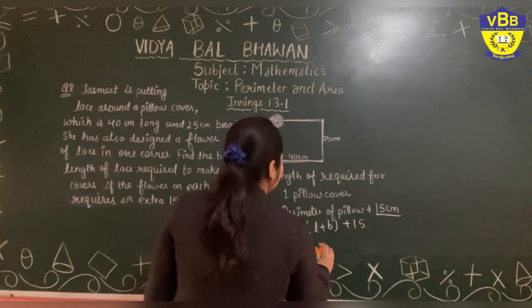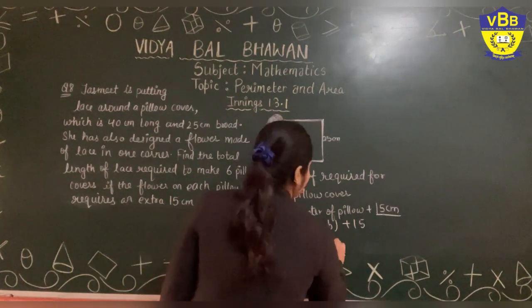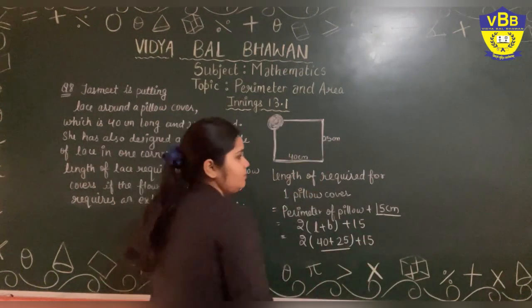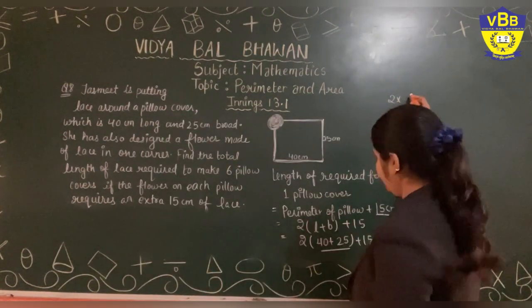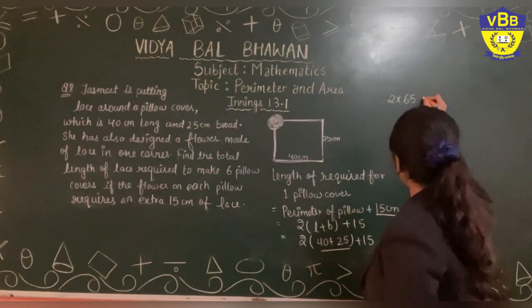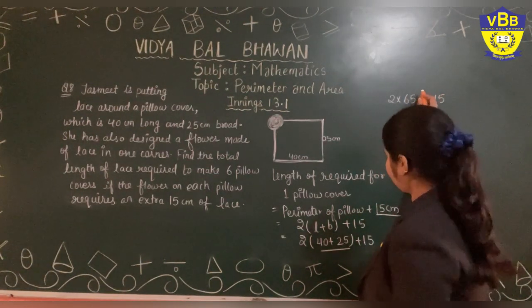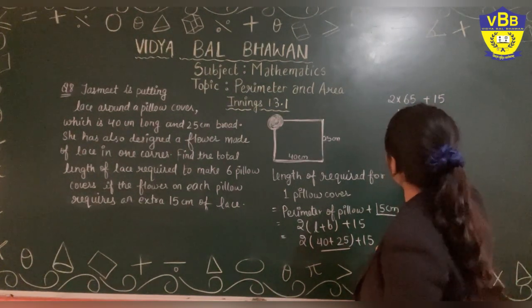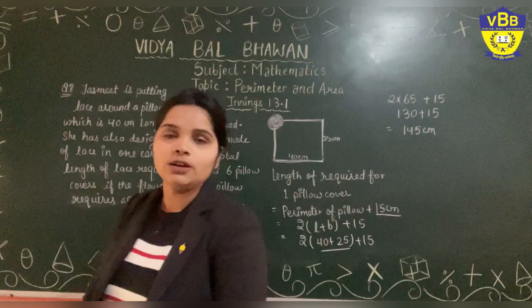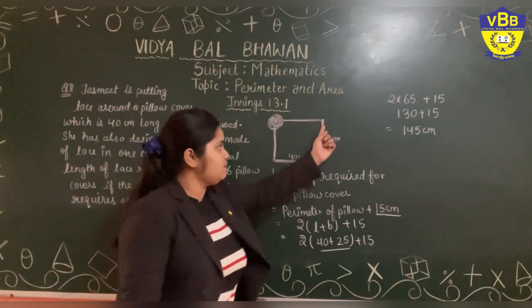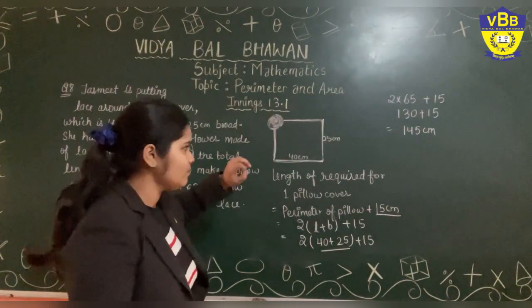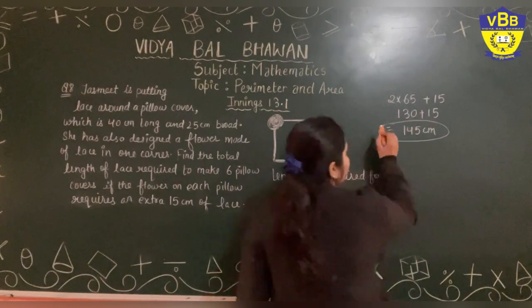That is 2 multiplied by (length 40 plus breadth 25), plus 15. Now 40 plus 25 gives you 65, so 2 times 65 is 130, and then plus 15. 130 plus 15 is 145 centimeter. How much length of lace is required for 1 pillow cover? This boundary is equal to the perimeter, and this 15 centimeter is extra for 1 flower. This is the length of lace required for 1 pillow cover.